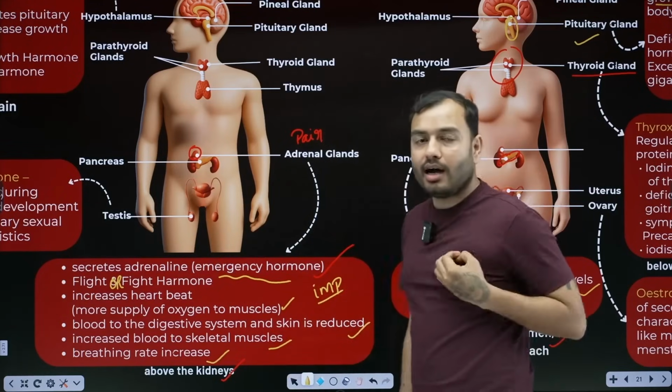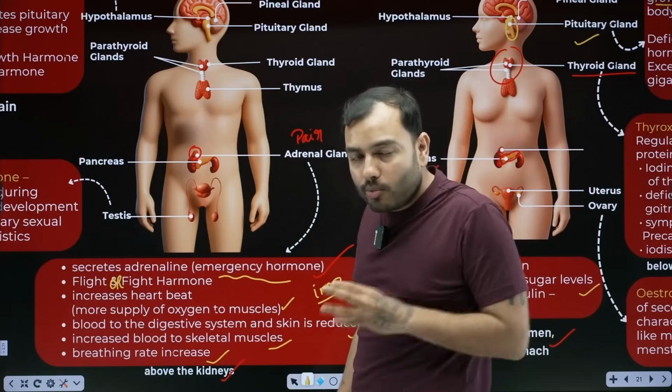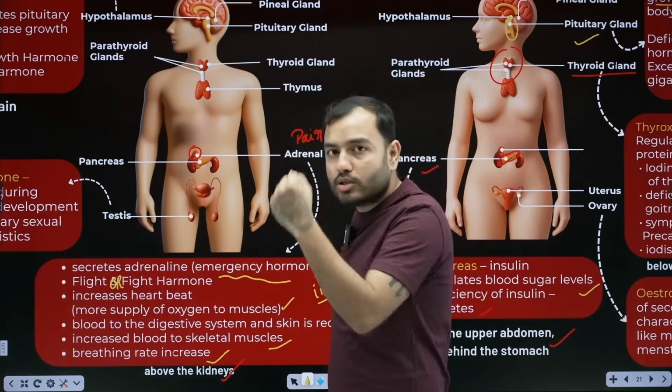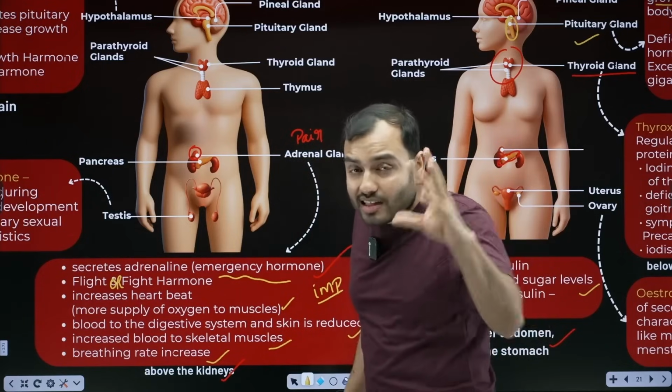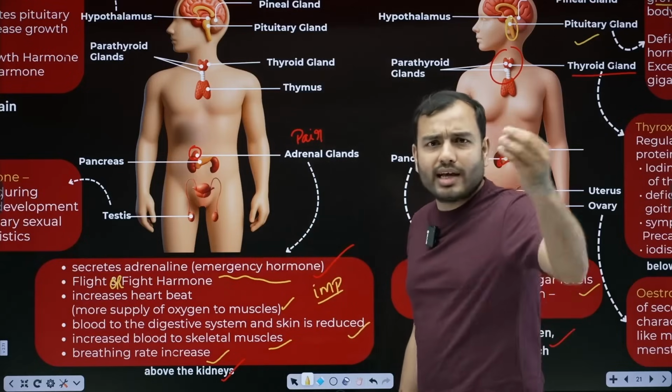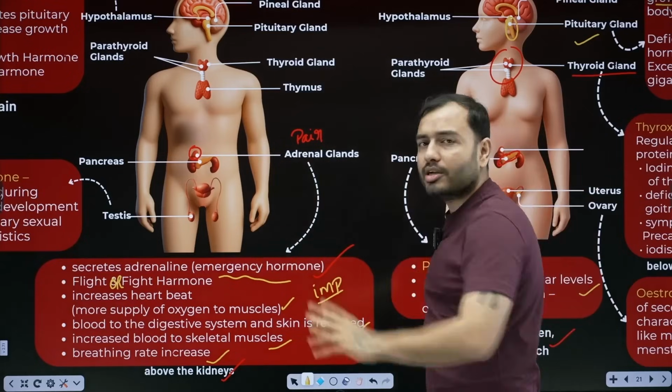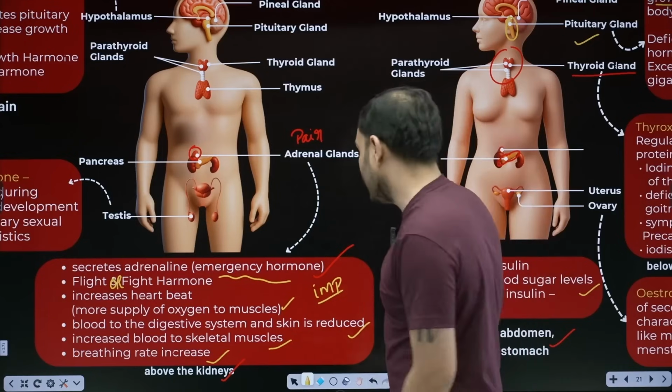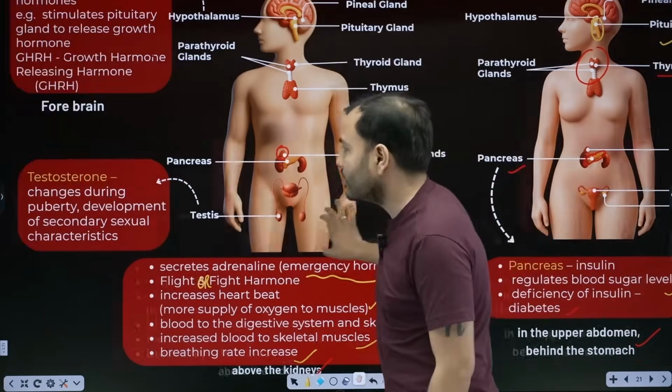So remember four things. It increases the heartbeat. So there is more oxygen in the blood. More oxygen reaches the muscle and you can run. It sends more blood to the skeletal muscle. Again, it's about energy. Stop the unnecessary work. Digestion, blood supply is reduced. In the skin, it's reduced. Rate of breathing increased to get more oxygen. So these are its functions.